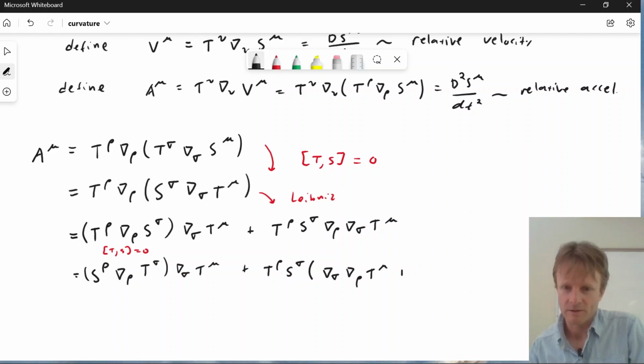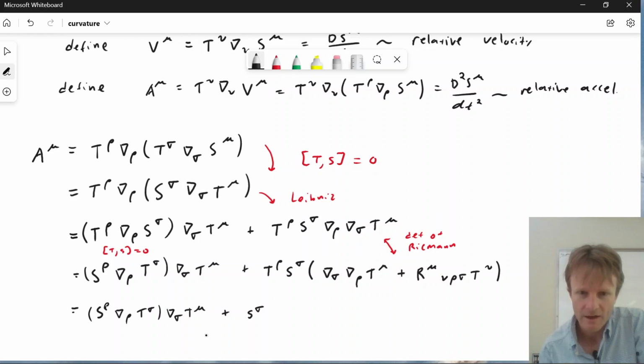According to my notes, I wrote plus. I must have also swapped an index because it should be minus. Oh, no, when you add the commutator, yeah. If I did more quantum mechanics, I would know you add the commutator. S sigma del sigma, very good, of T rho del rho T mu.